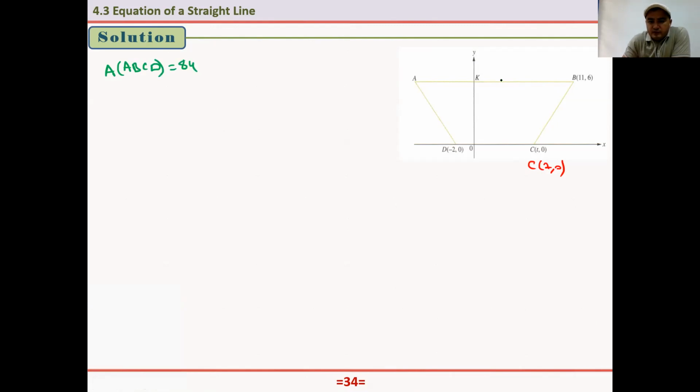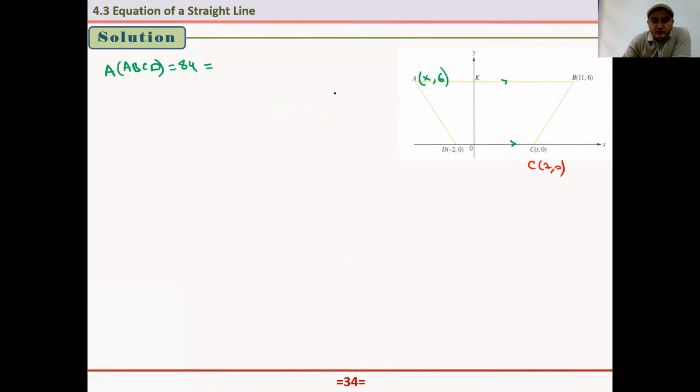Now, because we know that this side is parallel to this side, that means the y coordinate of any point on this line must be the same. It must be constant, it doesn't change, it's all 6. So what is the x coordinate of A? I don't know. We are trying to find this. And how about the y coordinate? It is 6.